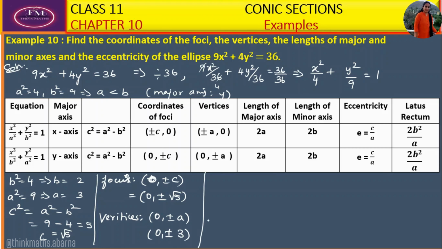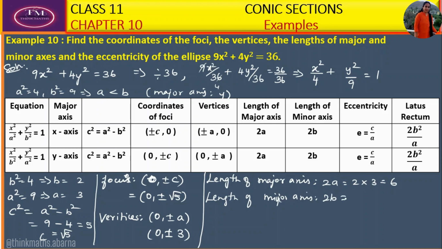Next, we have to find the length of major axis. Length of major axis is 2a, which is 2 into 3, it is 6. And length of minor axis is 2b, which is equal to 2 into 2, which is 4. Eccentricity. What is the eccentricity formula? It is C by A. So eccentricity E is equal to C by A. So C here is root 5 and A here is 3. So it is root 5 by 3.